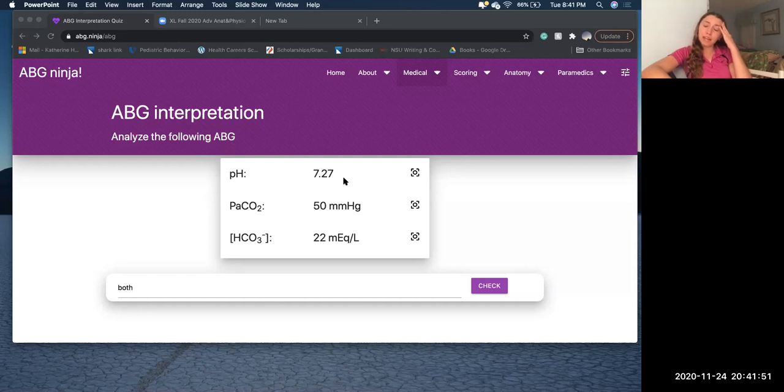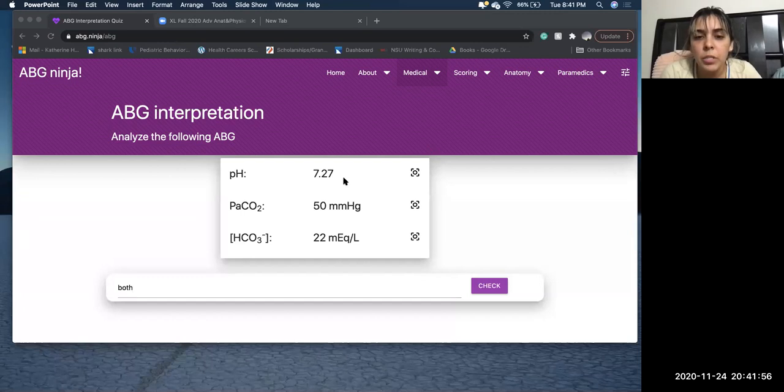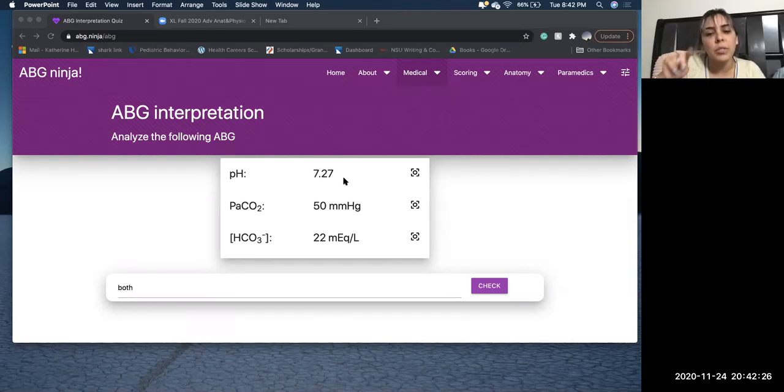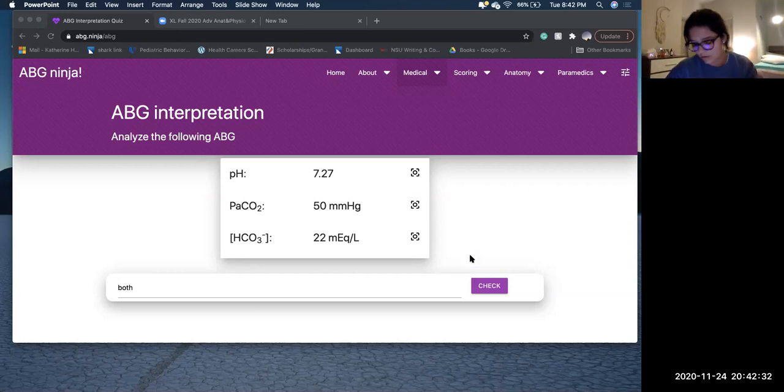So I'm guessing it would be respiratory. Let me see. 7.2 is acidic, so which one is making it acidic? The CO2 is higher, that's making it acidic, so that would be respiratory acidosis. And the bicarbonate is 22, which was supposed to be 24, so it's going down. Wouldn't it be both? It's actually both, respiratory acidosis and metabolic acidosis.